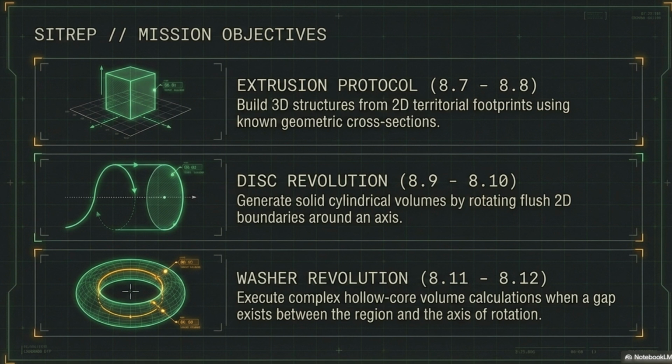We have 3 primary protocols. The extrusion protocol builds 3D structures from 2D territorial footprints using known geometric cross-sections. Disk revolution generates solid cylindrical volumes by rotating flush 2D boundaries around an axis. Finally, washer revolution executes complex hollow core volume calculations when a gap exists between the region and the axis.